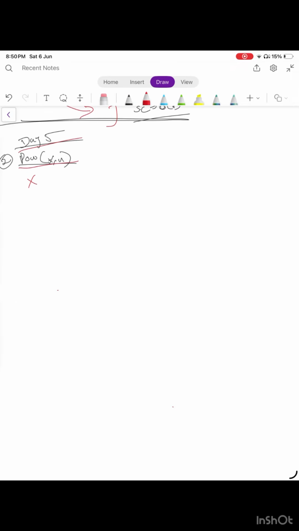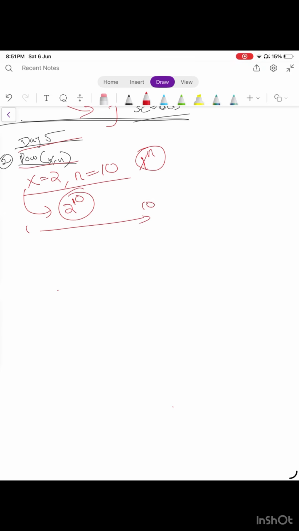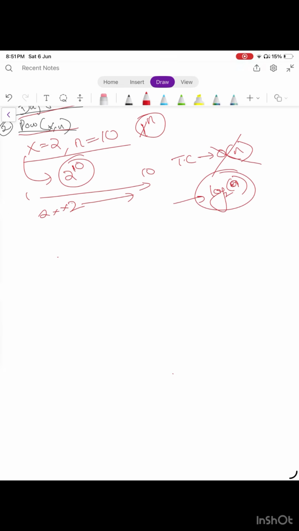So the second question of today was power x power n. So we'll be given x and n. We have to find x power n. So the brute force approach is to loop till 10, which is n, and then keep multiplying 2. But the TC is O(n). The better way to solve this is in logarithmic of n base 2.